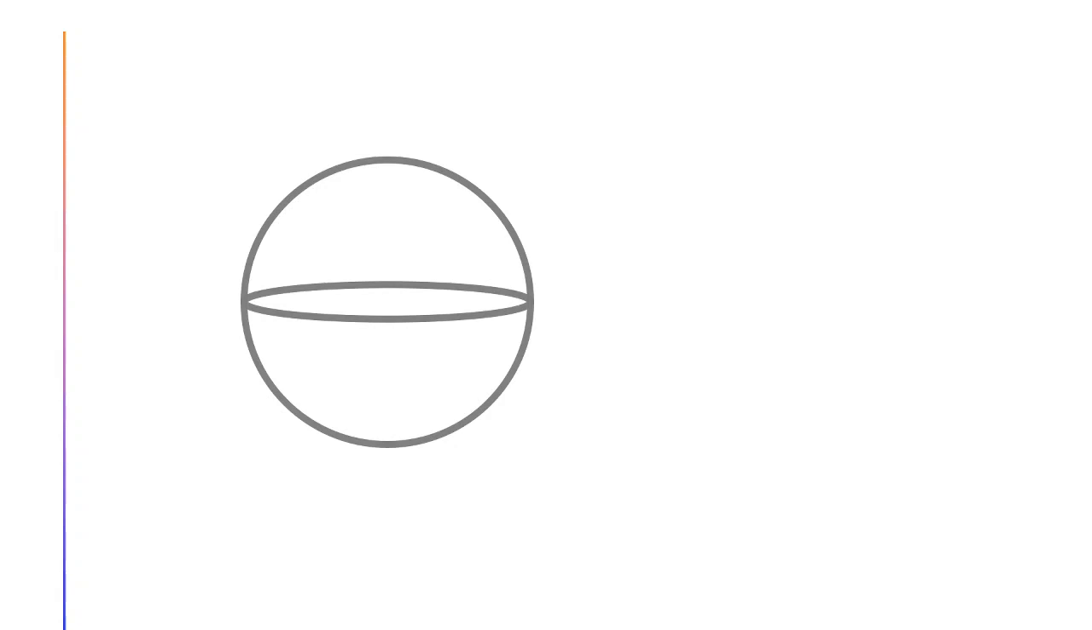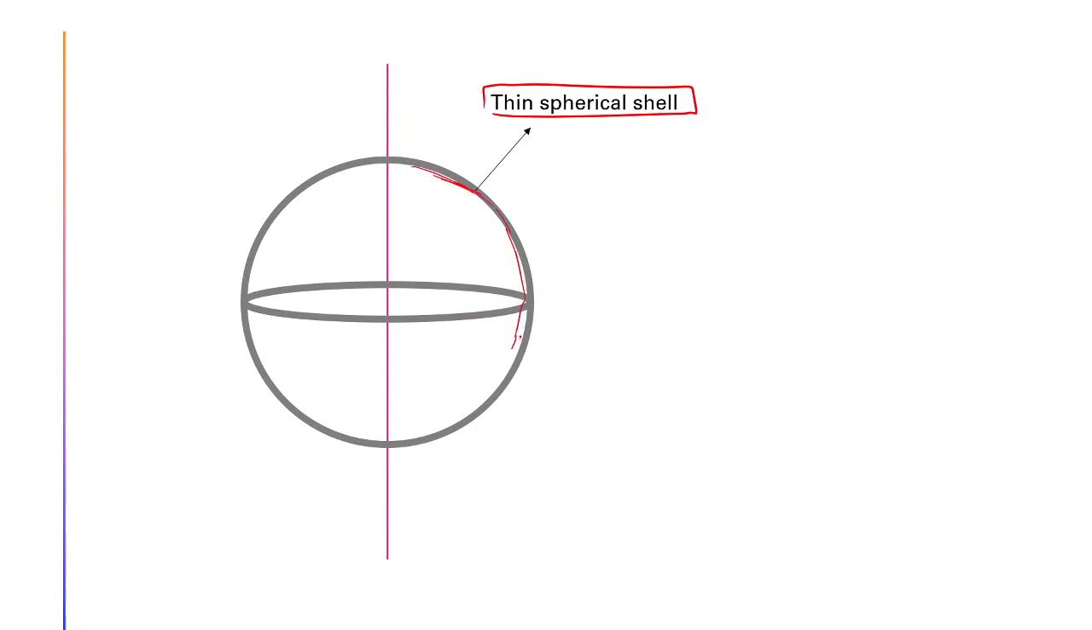Just to clarify some things about mass distribution: the axis is not a point, first of all. This is a thin spherical shell, so all the mass is at the periphery only, not inside. Inside there is nothing. So the axis is not a point, but a line.